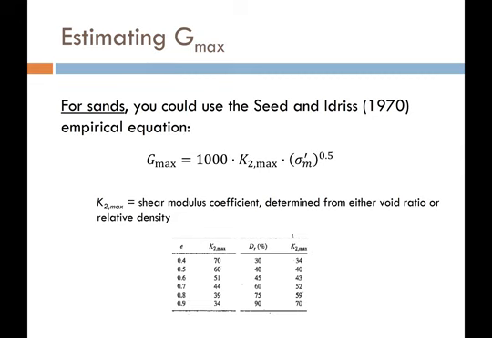Okay, now if I have sand soils, I don't need to use that big previous equation. We can use something that may be a little easier. Seed and Idris came up with an empirical equation based on their laboratory testing, and it's this function right here. This K2 max is just a coefficient, and it's a function of either void ratio or relative density, whichever one we prefer. Whatever your soil is, just grab the corresponding value from this table, and this mean effective stress is computed just like we discussed in the previous slide.